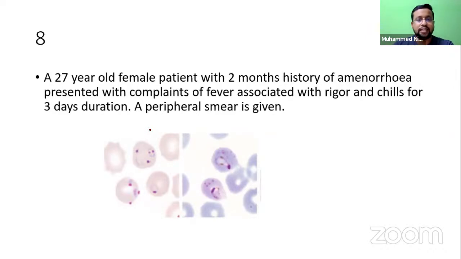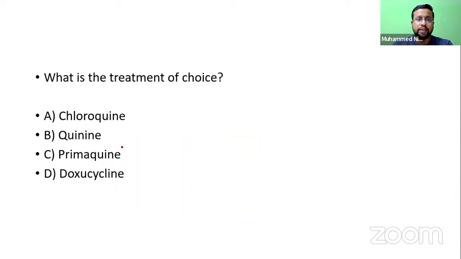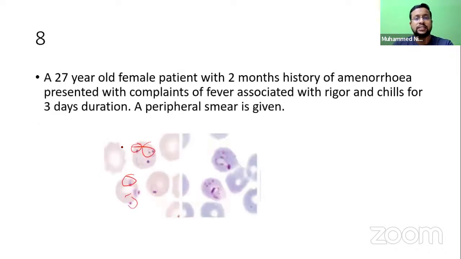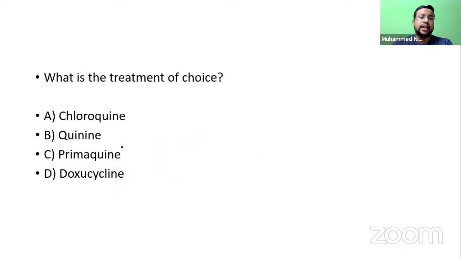So here you can see the smear. There are multiple ring forms, which are small rings. Okay, multiple small rings seen. And this is something typical of Plasmodium falciparum. What is the treatment of choice? Now remember, this is a 27-year-old female who has presented with fever associated with dry cough of 3 days duration. And what is the treatment of choice? So there is a possibility of pregnancy. So that is what is meant in the question.